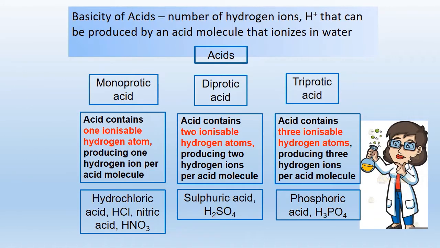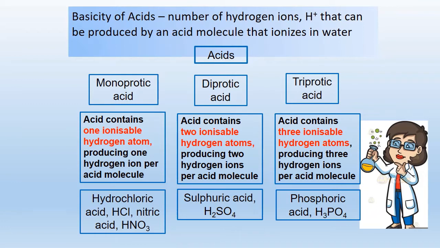Next, we go to basicity of acid. Basicity of acid refers to the number of hydrogen ions that can be produced by an acid molecule that ionizes in water. Basicity of acid can be classified into monoprotic acid, diprotic acid, and triprotic acid. Monoprotic acid is an acid that contains one ionizable hydrogen atom, producing one hydrogen ion per acid molecule. Example, hydrochloric acid, HCl, and nitric acid, HNO3.